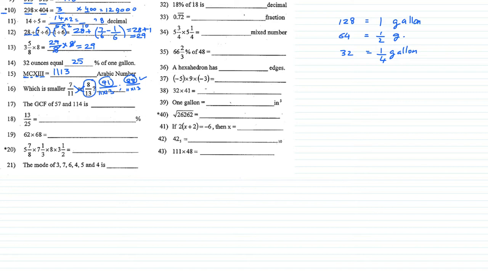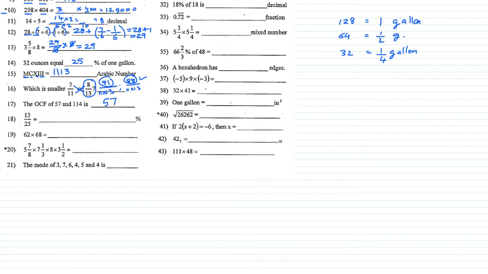Question 17. What is the greatest common factor of 57 and 114? 57 times 2 is 114. So it is clearly a factor of 114, and it is the greatest factor. So the answer will be 57.